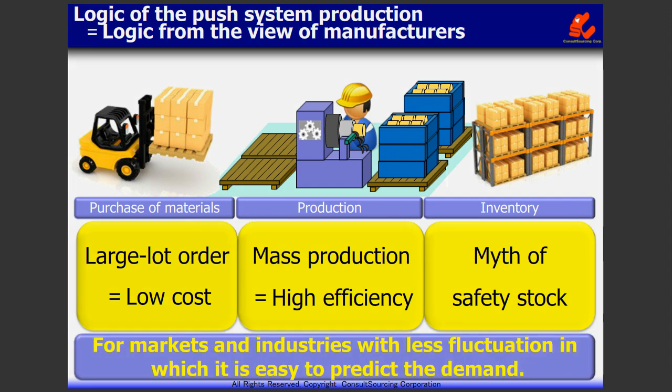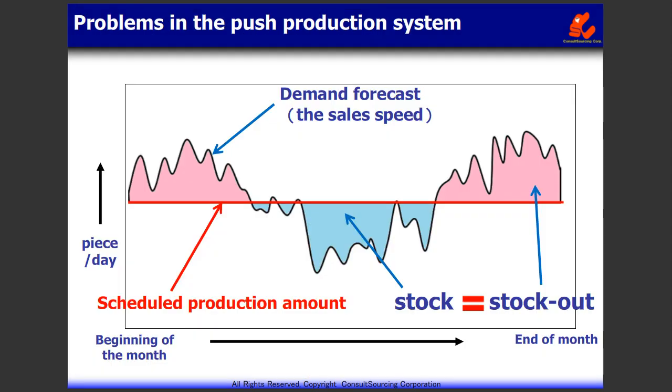The push system production is extremely effective in markets and industries with less fluctuation in which it is easy to predict the demand. Especially in markets and industries with less demand variation, this production system allows higher productivity expectation compared with that of the Kanban production.